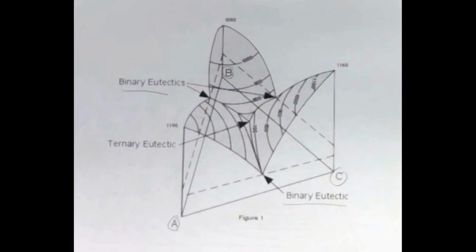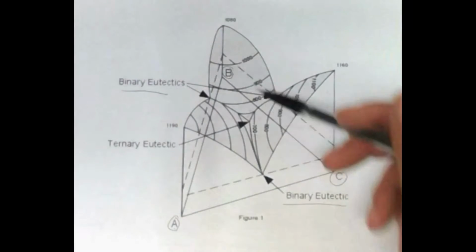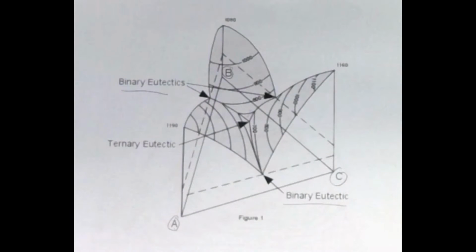Ternary diagrams contain three components, each located at the vertices of a triangular plot. As the temperature increases perpendicular to the plane of the diagram, the 3D image below is created. The ternary diagram can be thought of as three binaries combined.